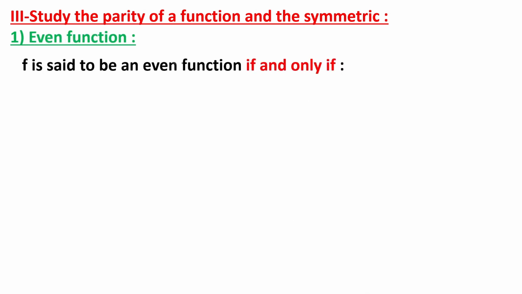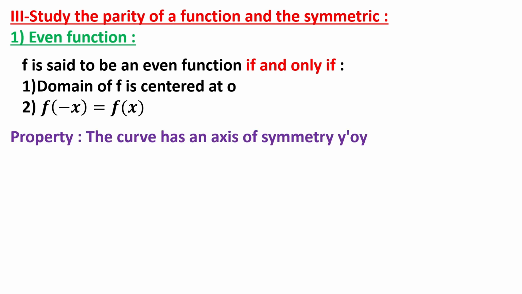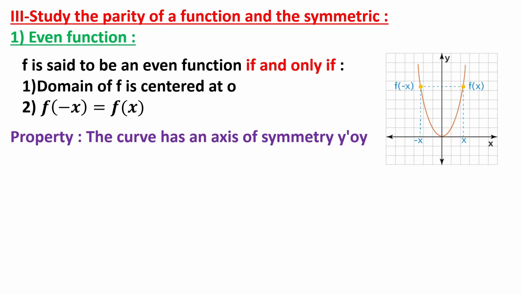Even function. A function f is said to be even if and only if the domain of f is centered at 0. This means that for every x in the domain, minus x is also in the domain. The function satisfies f of minus x is equal to f of x for all x in the domain. This property implies that the graph of f has an axis of symmetry along the y-axis, denoted as y prime y, as shown in the figure.